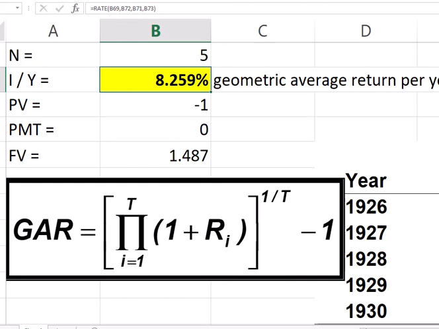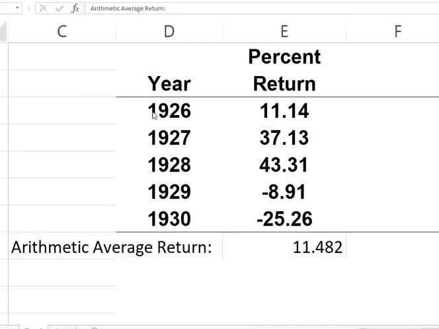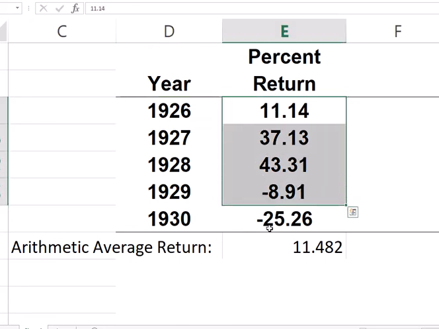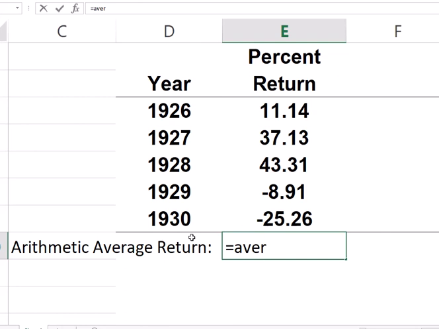Now let's compare that with the arithmetic, which is just the simple average. Using the same numbers as the previous example, we have the different percent returns. We just type in here the average in Excel, and that's the answer, 11.48% in this case.